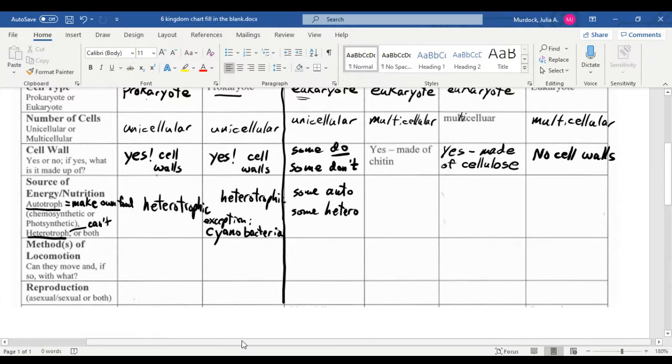Okay. Fungi, what do you think a fungi would be? Can fungi photosynthesize? Can a mushroom do photosynthesis? No, therefore it must be heterotrophs. Yes, all fungi, by definition, the whole kingdom is heterotrophic.